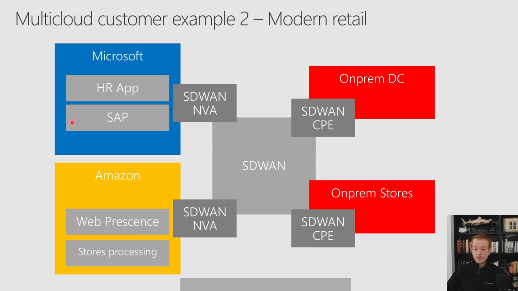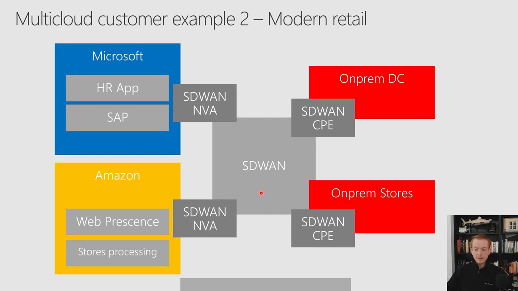Second example, this is a modern retail organization. And again, they've ended up with things in various clouds, maybe through acquisition. And they've got thousands of stores. They rolled out an SD-WAN network. These SD-WAN overlays were used to connect physical CPE in their on-prem data center to their stores. They rolled out SD-WAN in the clouds, and they just used the same SD-WAN to get between everywhere. So this for them was a really nice solution.